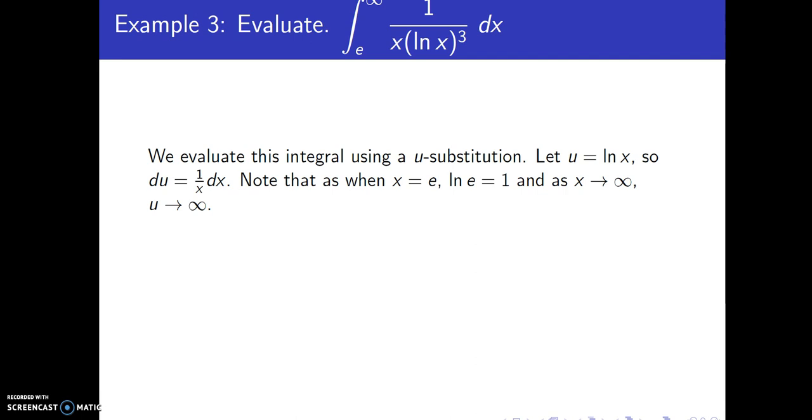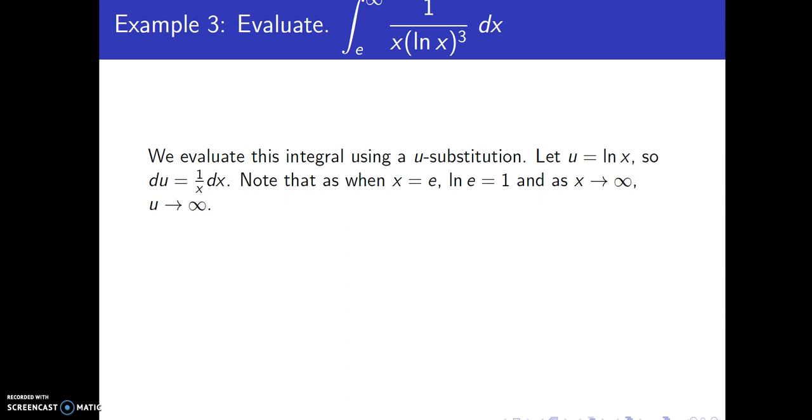So basically, our choice of u is going to be the natural log of x, because then du will be 1 over x times dx. So the integral will just become 1 over u cubed times du. So now we have to think about what the limits are going to do. Well, if we think about when x equals e, how do we get u? Well, we just take the natural log. So the natural log of e is equal to 1.